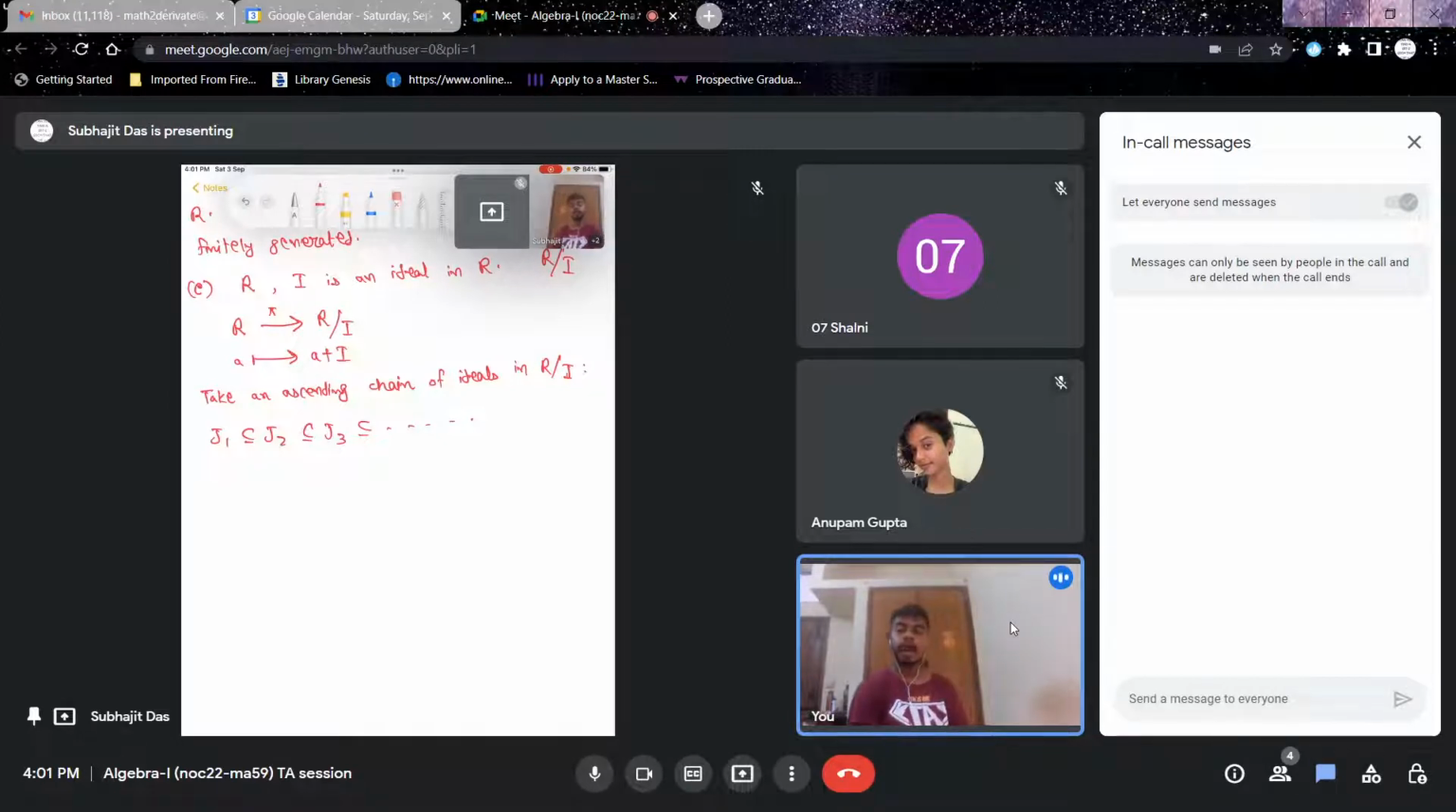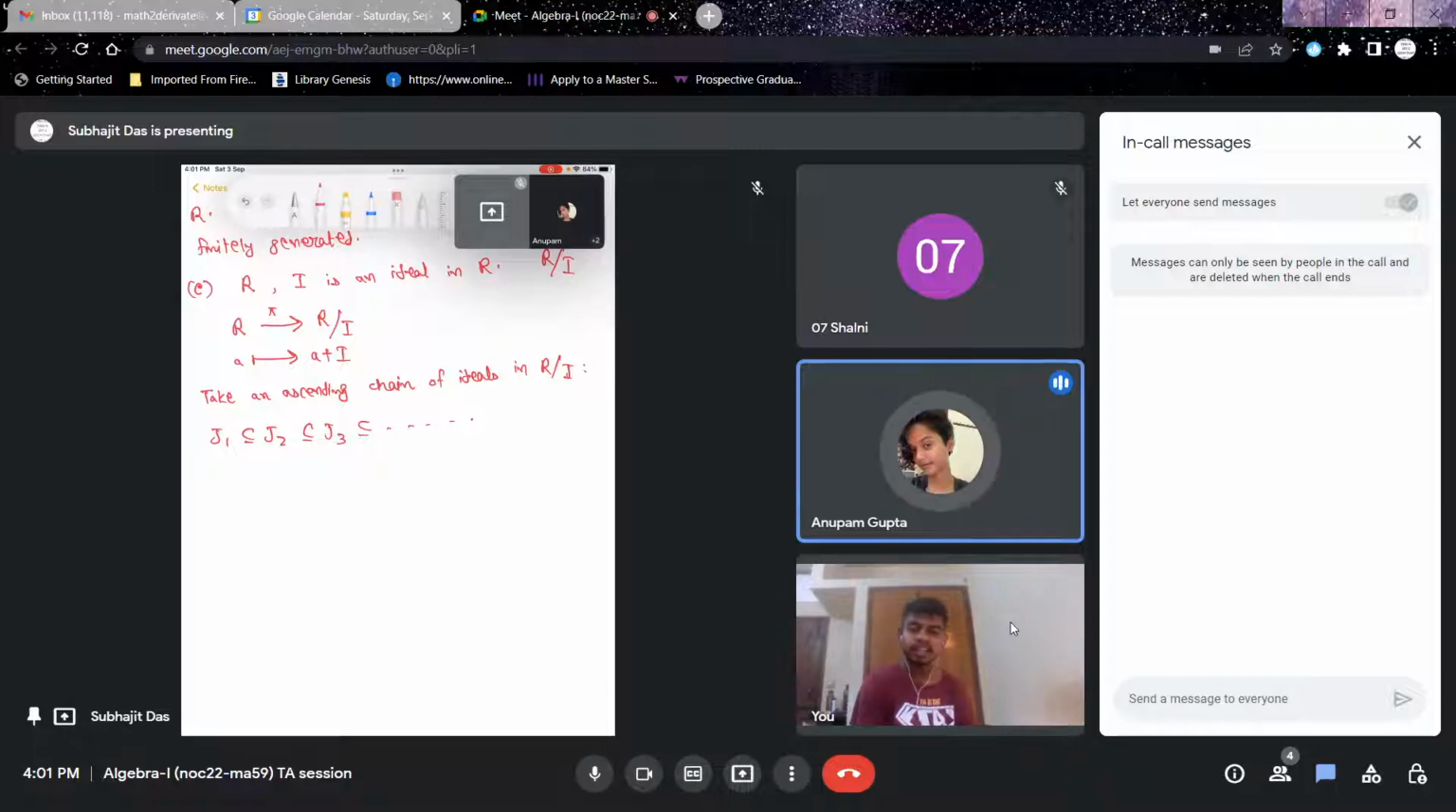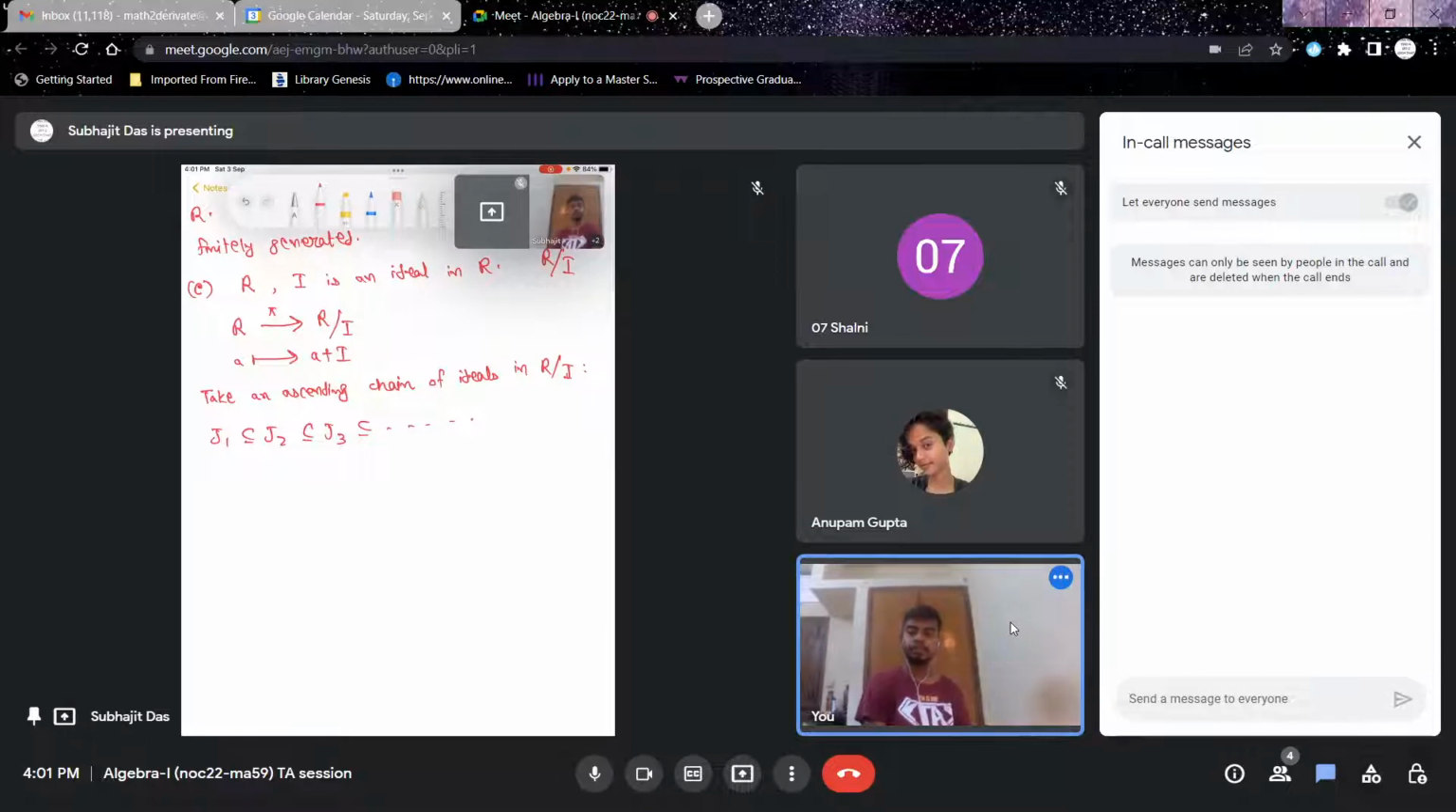How should we go back to R? We have a mapping of R onto R mod I, a map from R to R mod I, and we have obtained something in R mod I. How should we get back to R? We can use the onto mapping, that for every element in R mod I there exists an element in R. That's true. But we can do something more, something which doesn't even use the surjectivity.